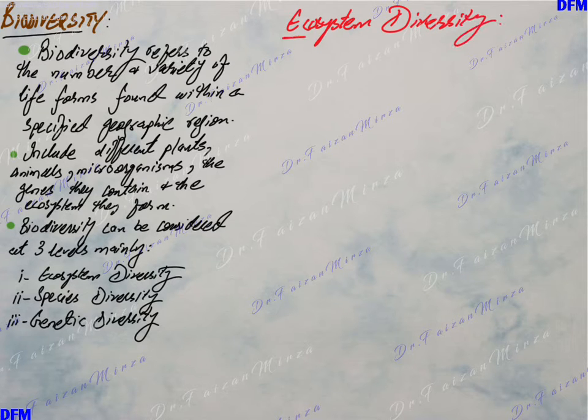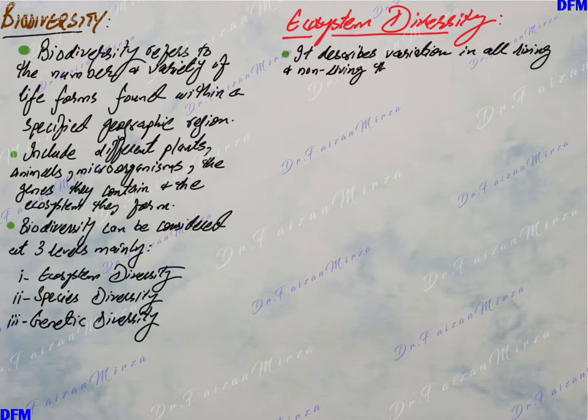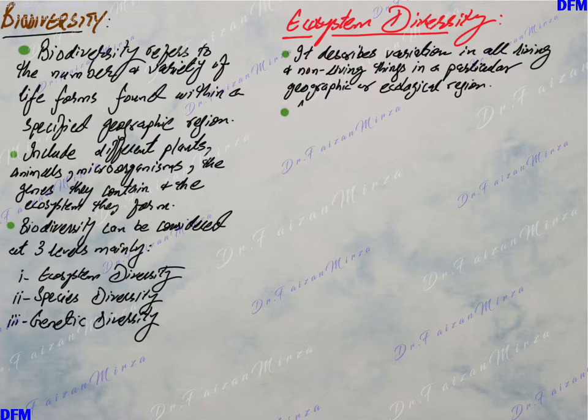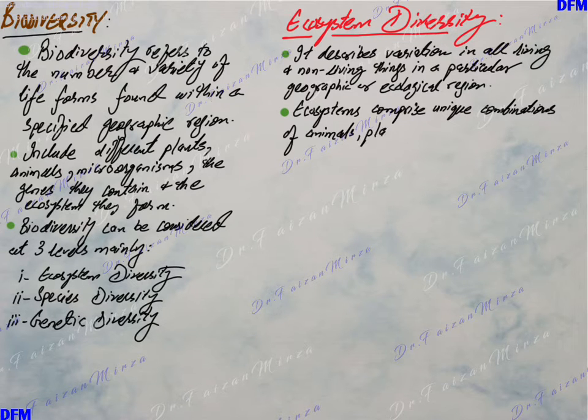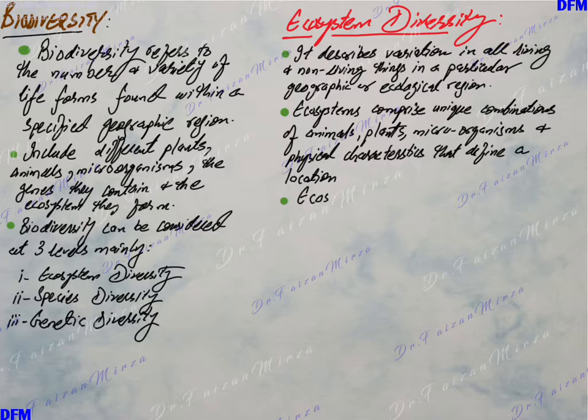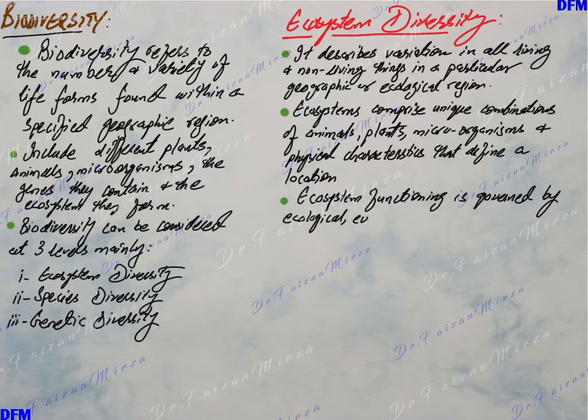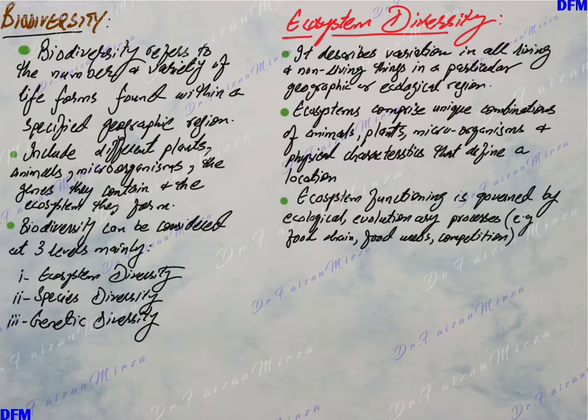When we are dealing with ecosystem diversity, this describes the variation in all the living and the non-living components in a particular geographic or ecological region. Ecosystems comprise a unique combination of animals, plants, microbes, which means microorganisms, and the physical characteristics that define that particular locality or location. We know that their functioning is basically governed by ecological and evolutionary processes. For example, how much food is available, the food chain, the food webs, competition, predation, and predator aversion.